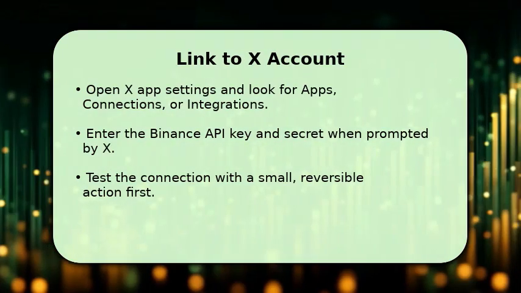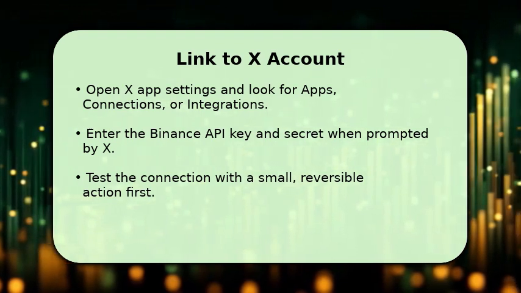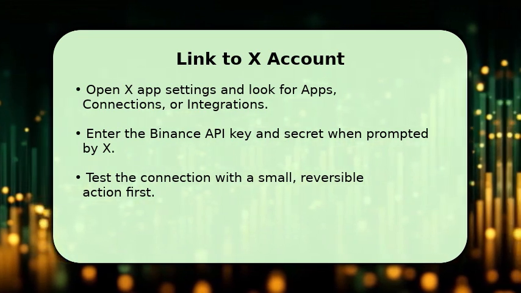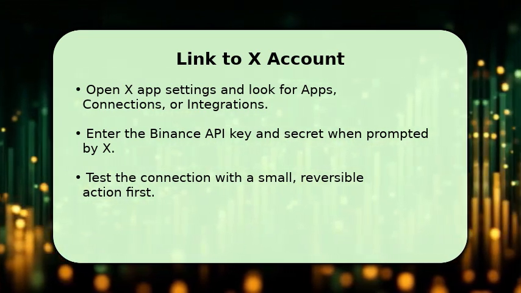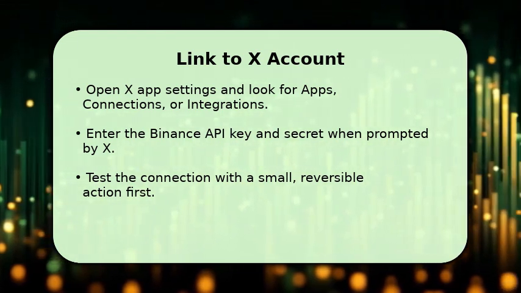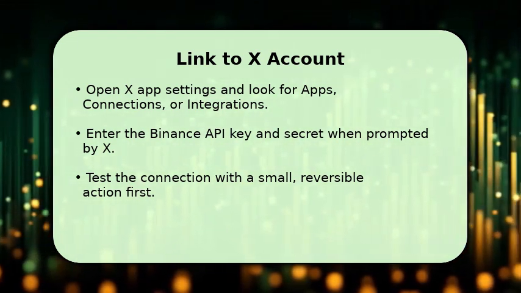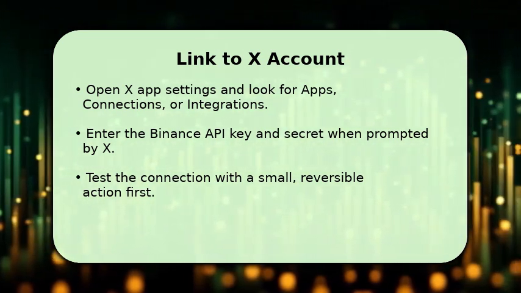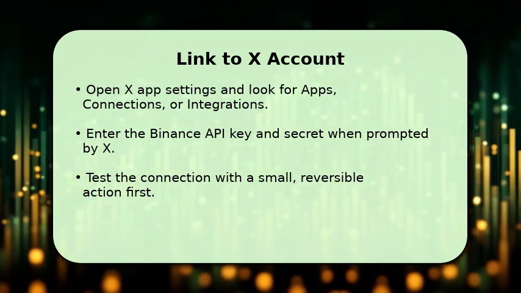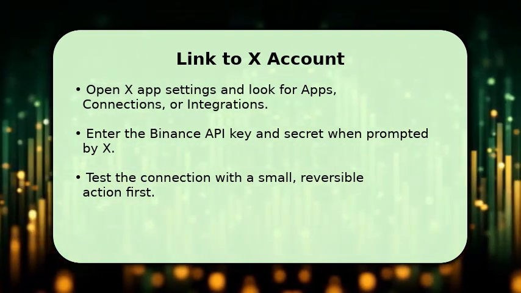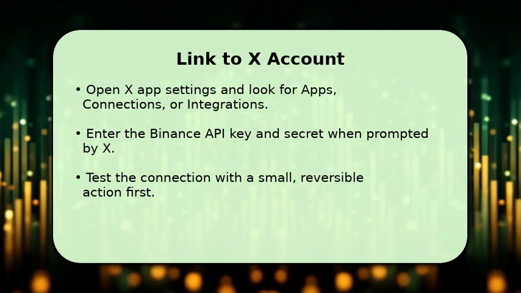Head to your X account integration area, choose to add an external service, and select Binance from the list or use the API option. When prompted, paste the API key and secret you created and confirm only the permissions you need, such as read-only market data or trading ability if necessary. After linking, perform a small test trade or data fetch to confirm the connection works and revoke or rotate keys if anything looks off.